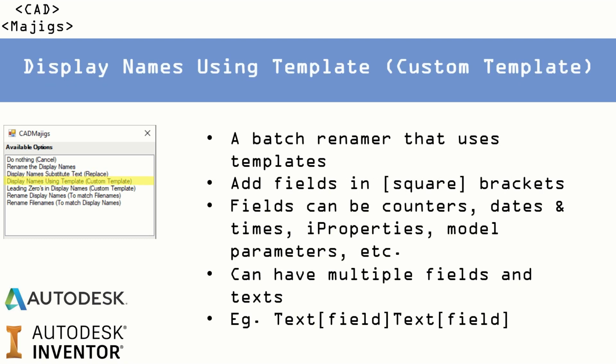The next option, Display Names using Template, is a batch renamer that employs templates for automatic file renaming. Users have the flexibility to add fields. These fields, encapsulated in square brackets, follow specific syntax and can include counters, dates, iProperties, model parameters, etc. Within a template, users can combine multiple fields and text strings.